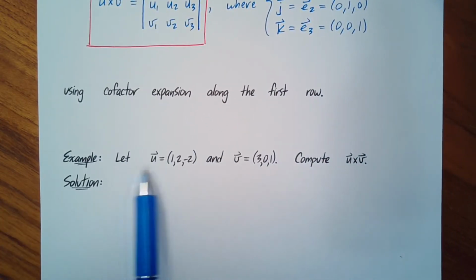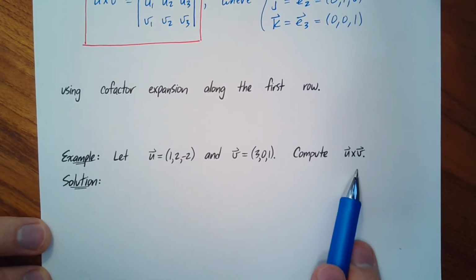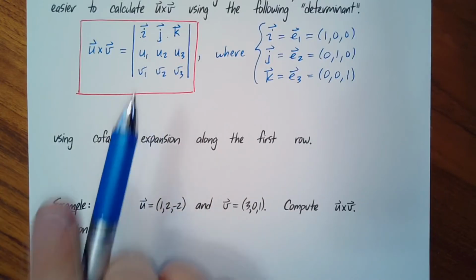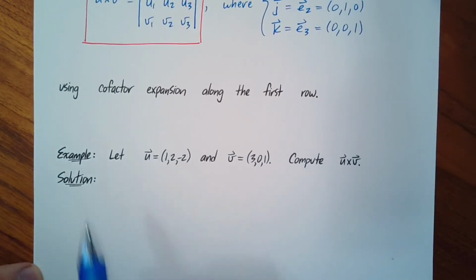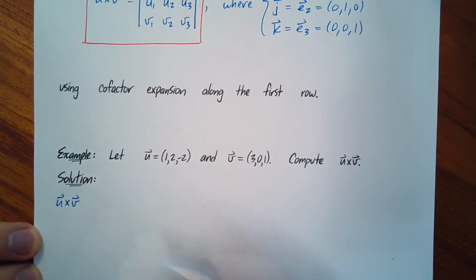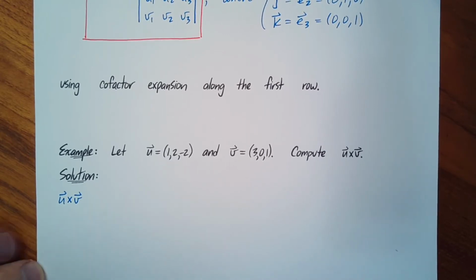So we've got a vector u, which is 1, 2, negative 2, and a vector v, which is 3, 0, 1, and we're asked to compute the cross product. So we'll just go ahead and use this rule up here. Okay, so let's just start by going u cross v. I want to make sure I start all the way over on the left-hand side of the page.